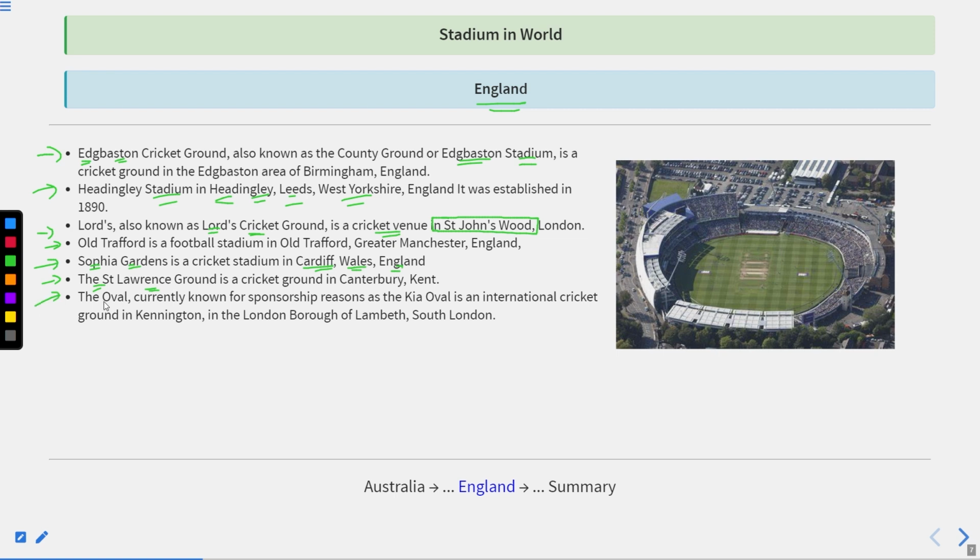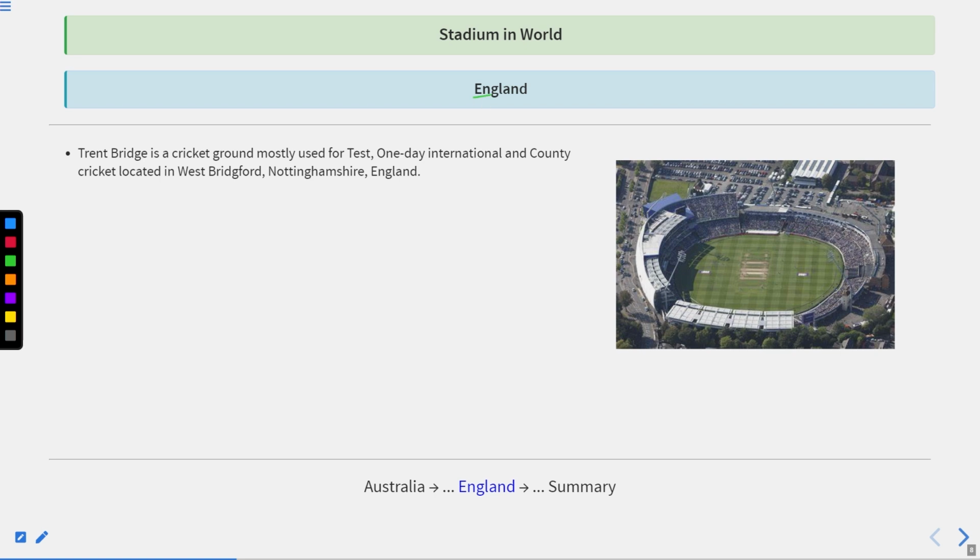Then we have the Oval. It is currently known, for sponsorship reasons, as the Kia Oval, an international cricket ground in Kennington in the London borough of Lambeth, South London. In England, another one that we have is Trent Bridge. Trent Bridge is a cricket ground mostly used for test matches, one-day internationals and county cricket, which is located at West Bridgford in Nottinghamshire, England.